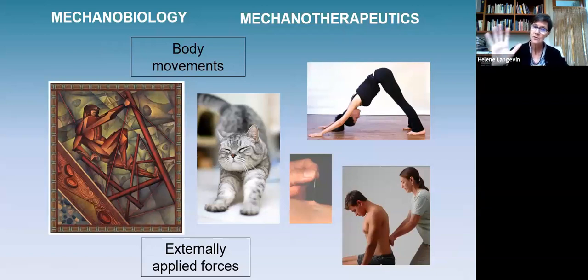And when the animals do their in vivo stretching, the amount of stretching that they do is about 20 to 25% of the length of the tissue is increased. So it's not a violent kind of stretching. It doesn't destroy the tissues. We don't see inflammation as a result of the stretching.